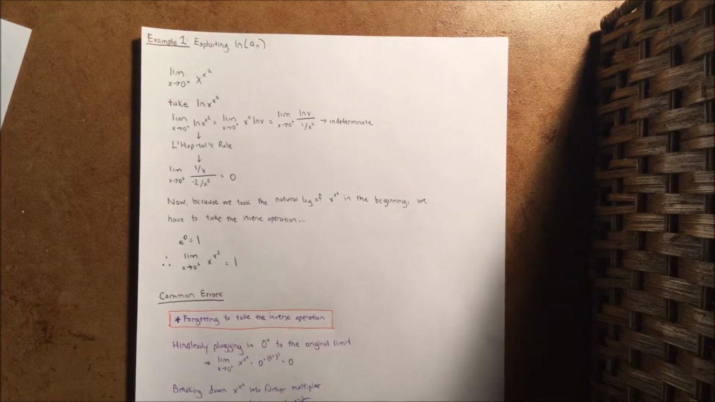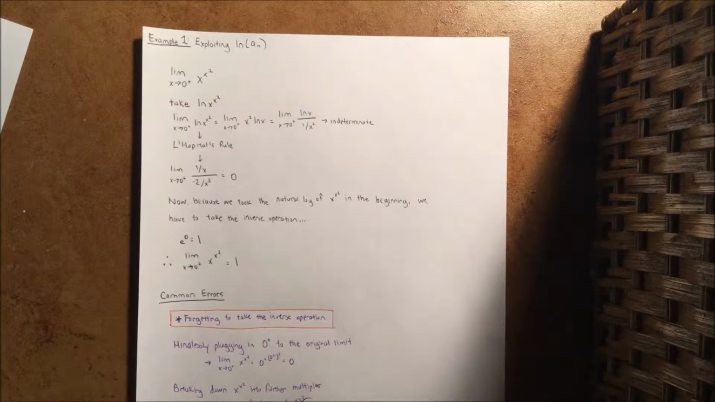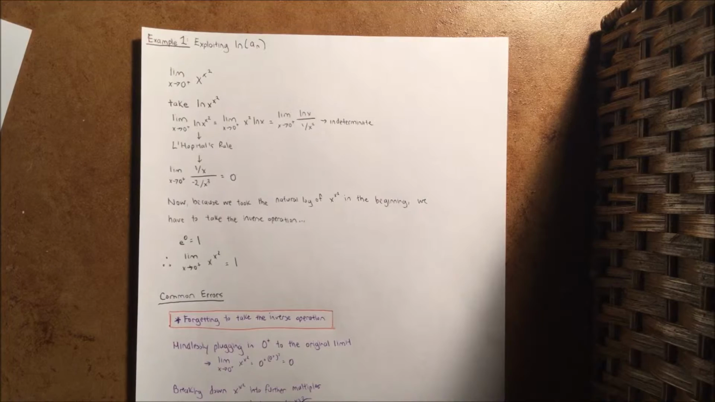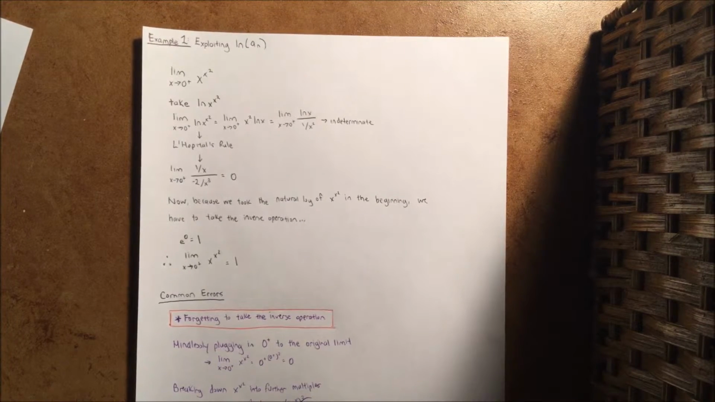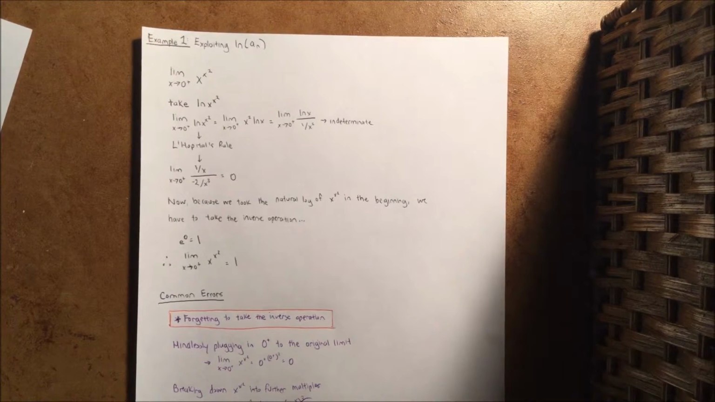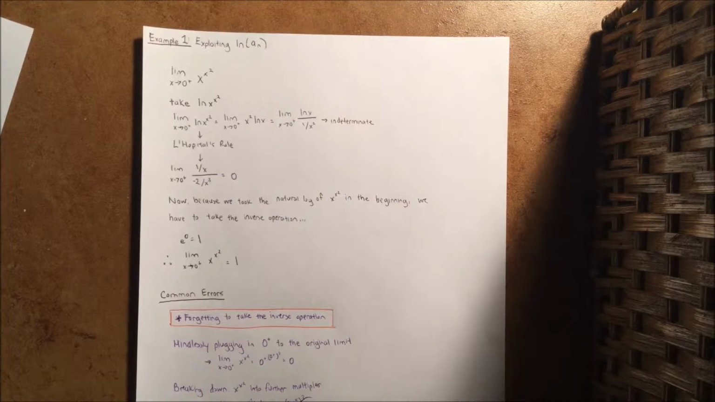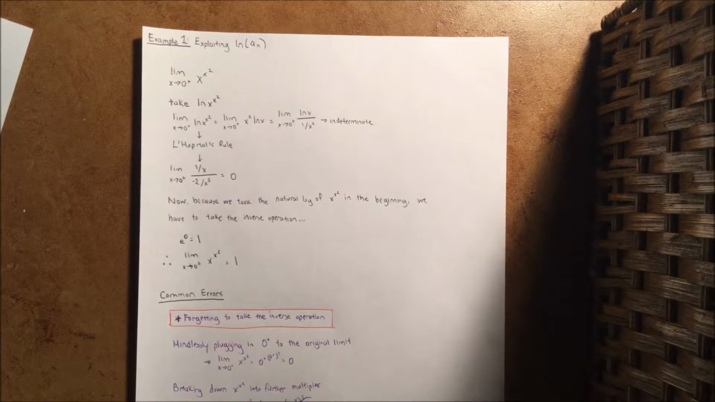If we take the limit of x to the x squared as x approaches 0 from the right, we can simplify this by taking the natural log of x to the x squared, which, by log rules, we can, of course, simplify to x squared times ln x. If we take the limit of x squared times ln x as x approaches 0 from the right, we get an indeterminate.